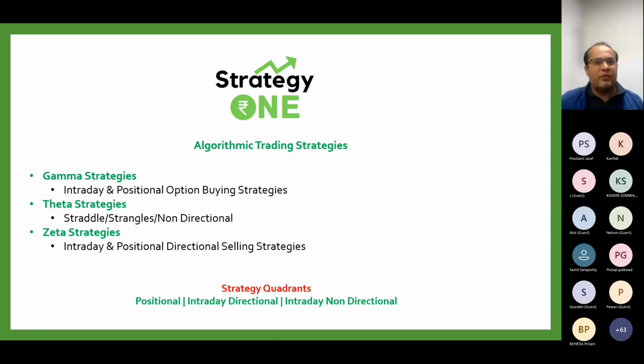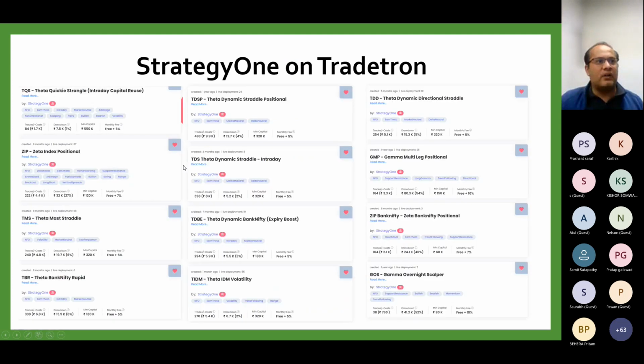Just another view on the strategies that we have. These are our strategies on Tradetron. We are known by Strategy One as a name. You can see these strategies. Unfortunately, a lot of data is not available because of SEBI, but there are a lot of live codes available on the sheet, and you can see all these things when you go on to the link that we will have.